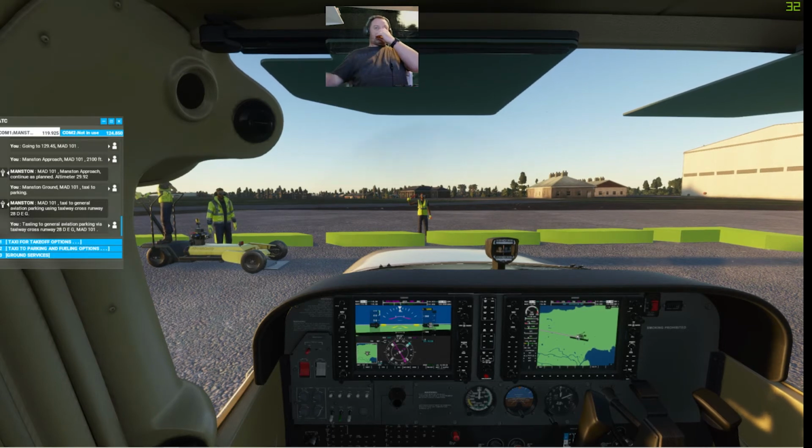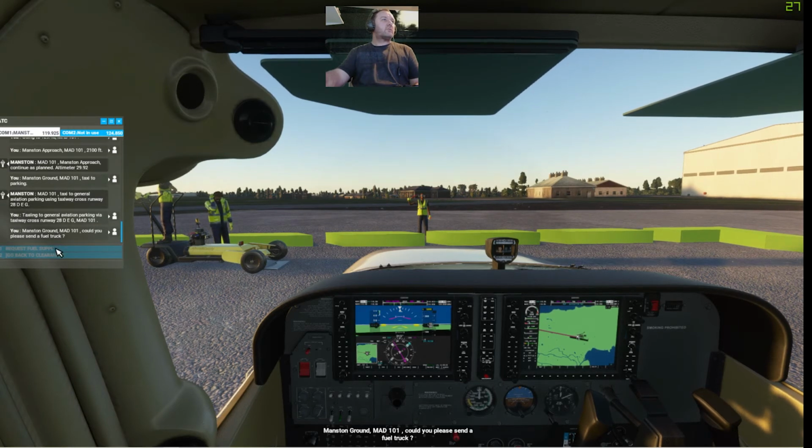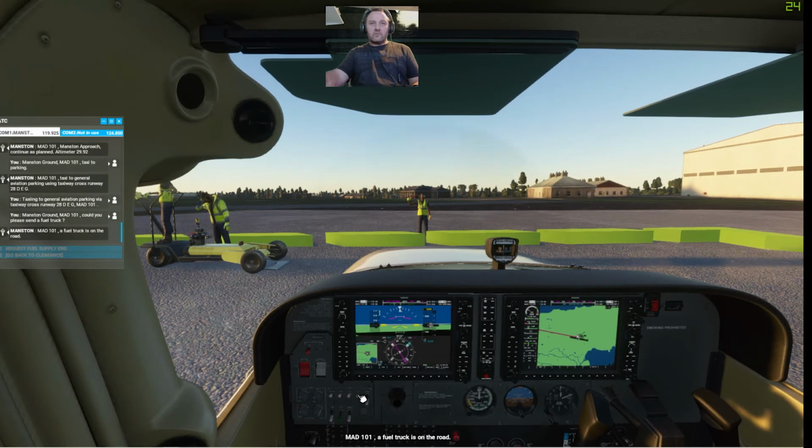Transporter, unloading goods, stand by. Right. So that's unloading my goods. Manston ground, Matt 101, could you please send a fuel truck? Matt 101, a fuel truck is on the road.